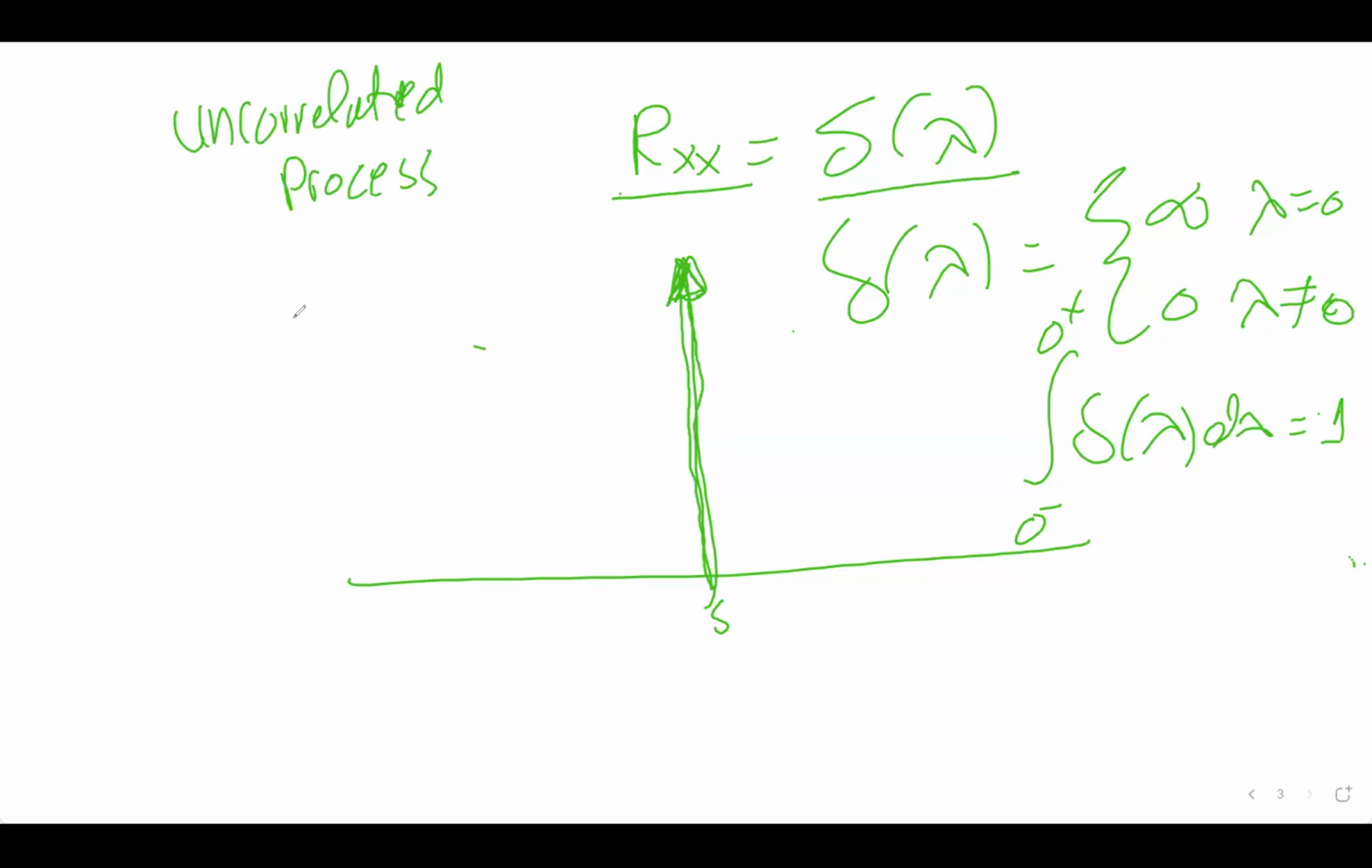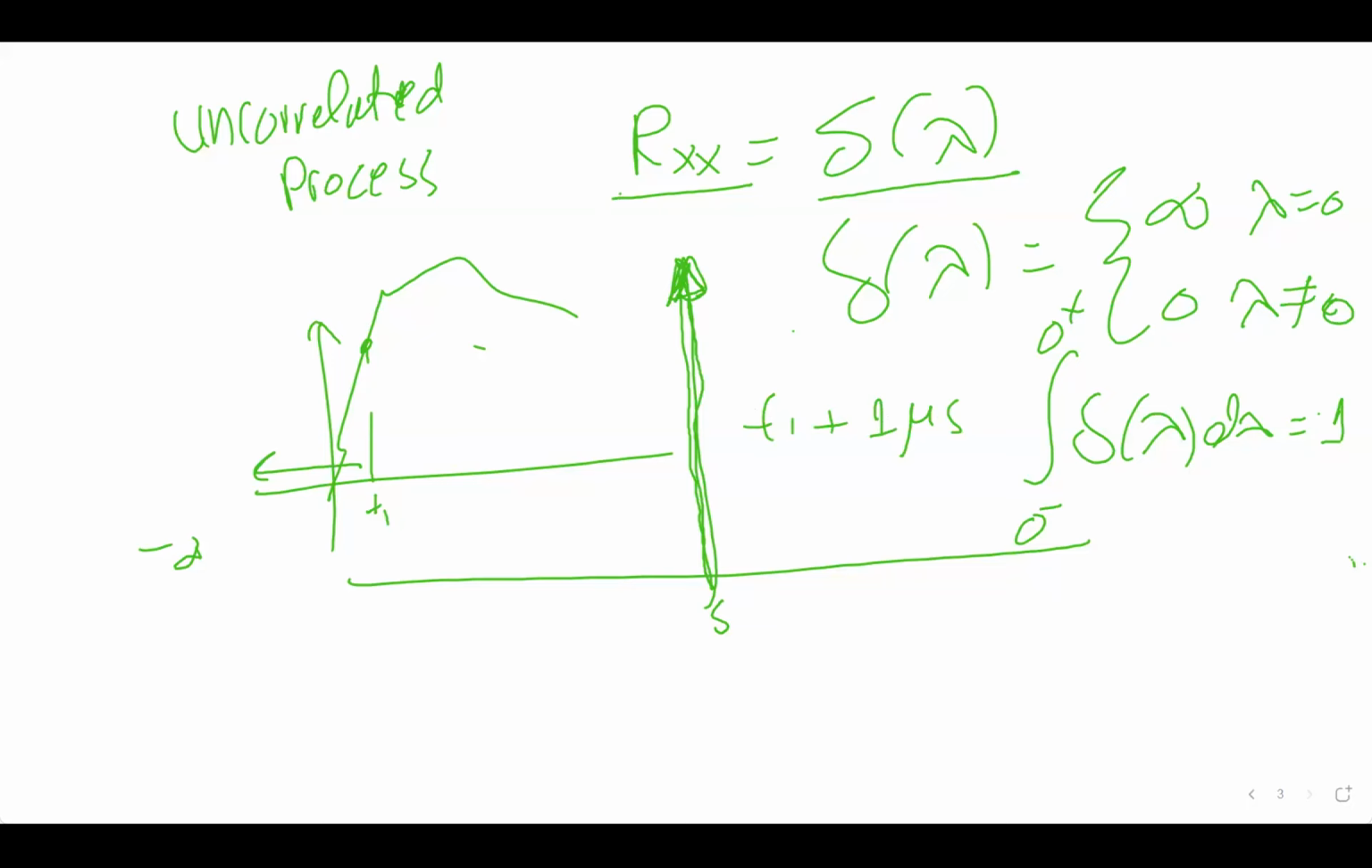It means that if you know the signal at any time, for example at time t1, even if you know all the history from minus infinity up to t1, you will never be able to estimate what the signal will be after t1. Even at t1 plus 1 microsecond, you cannot estimate it. The best estimation of an uncorrelated process is the mean.